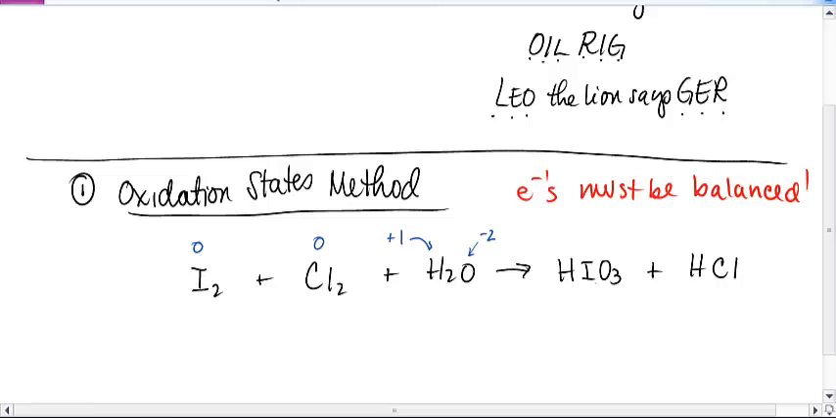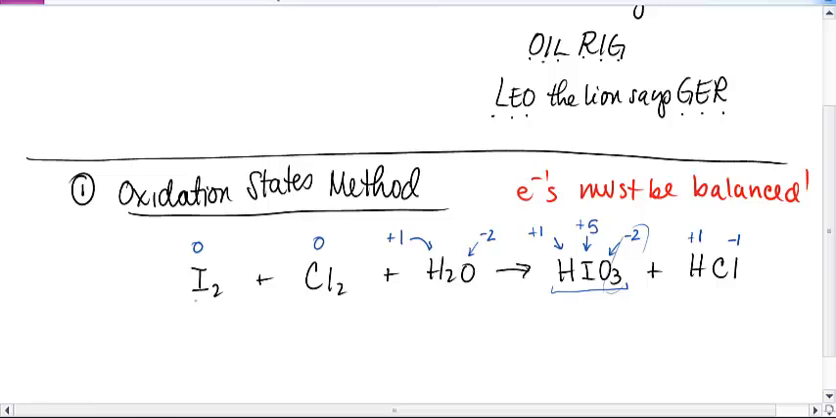Now we go to the other side of the arrow. Oxygen again is -2 in a compound, and hydrogen again is +1 in a compound. So now you can assign iodine based on everybody else. Remember, in a neutral compound, the whole thing needs to add up to 0. So you have 6 negatives and 1 positive, which means iodine must be +5. And then in HCl, hydrogen's +1, so chlorine has to be -1. That's the first step in the oxidation states method.